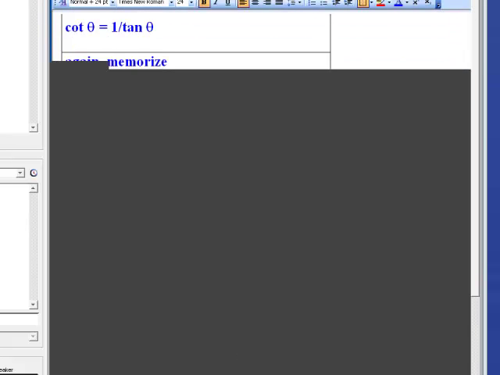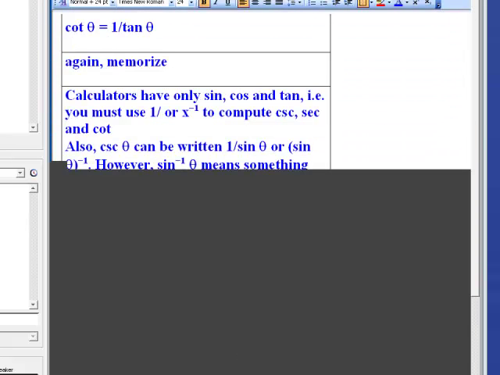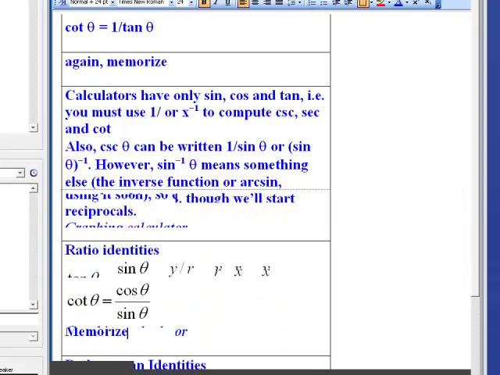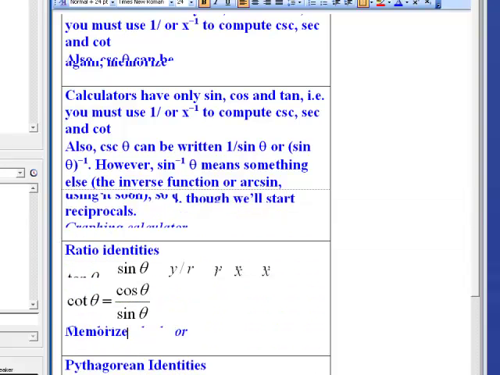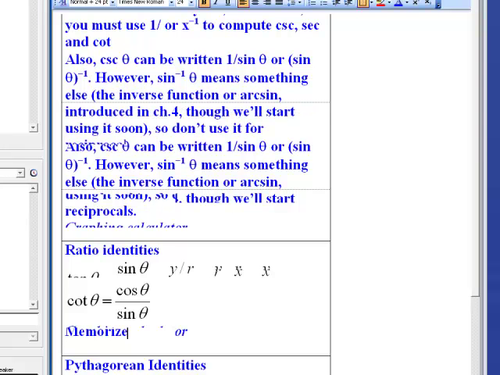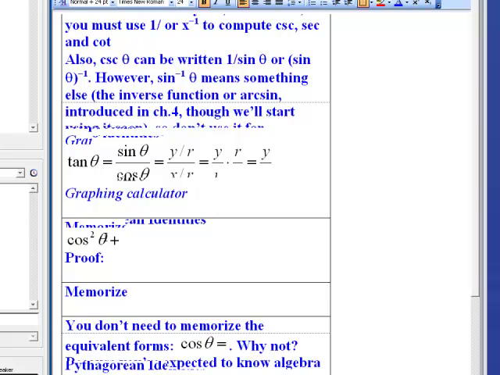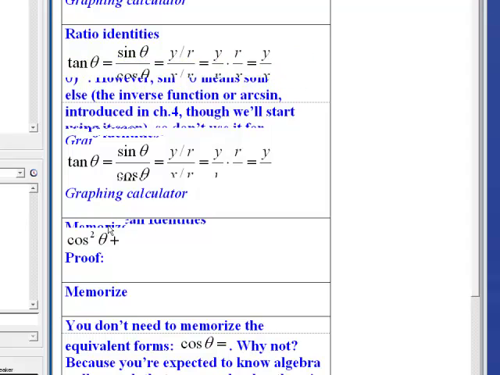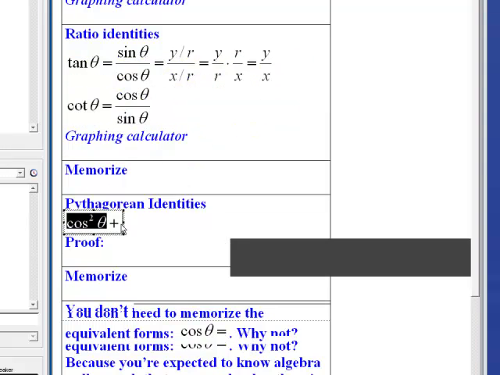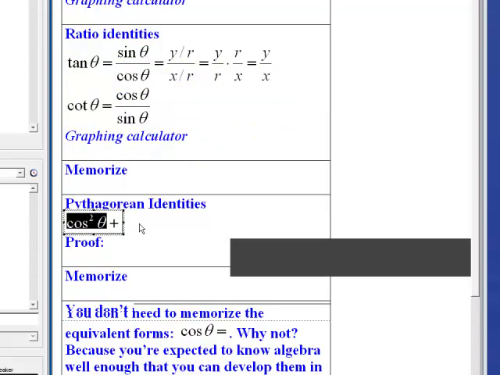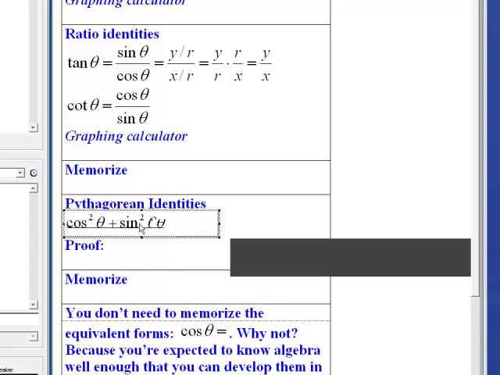And going back to Word. The above, memorize: tangent theta equals sine over cosine theta, and that's easy to also memorize. Cotangent theta equals cosine theta over sine theta. The Pythagorean identity says that cosine squared plus sine squared equals 1.